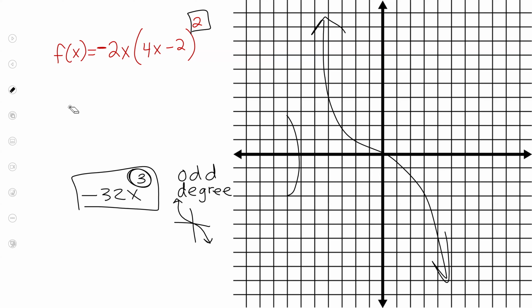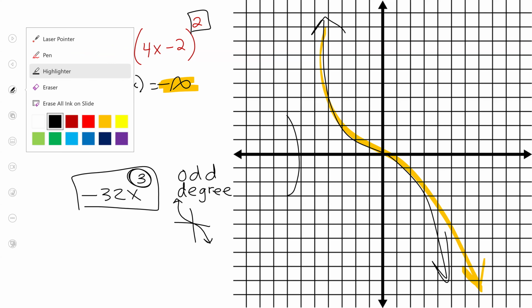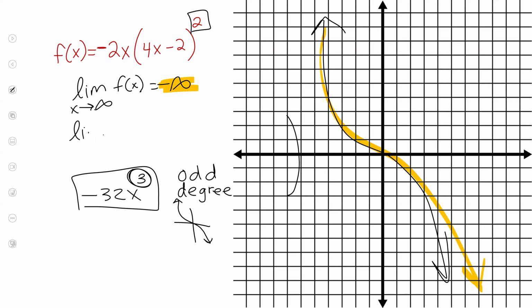Yep, they will be opposites. One will be positive, one will be negative. The limit as x goes to infinity of f of x is what? Negative infinity. The reason why, follow my highlighter, as I move to the right, it's going down. So that's negative infinity. And then the other one, the limit as x goes to negative infinity of f of x is positive infinity because it goes up as you move to the left.